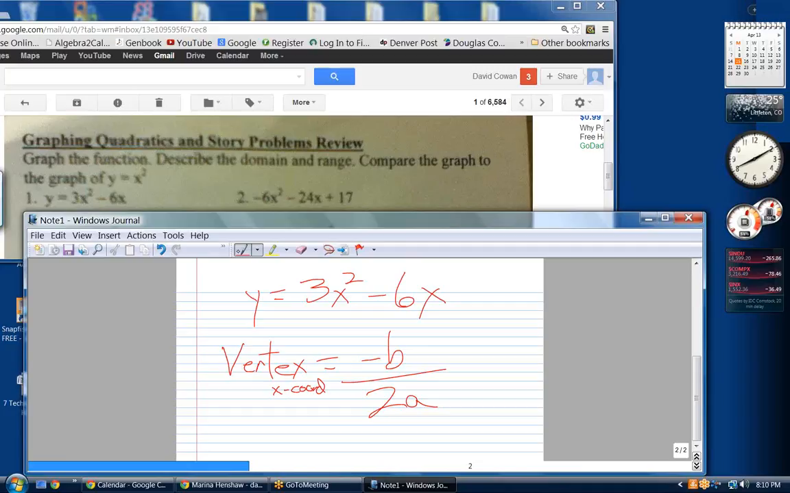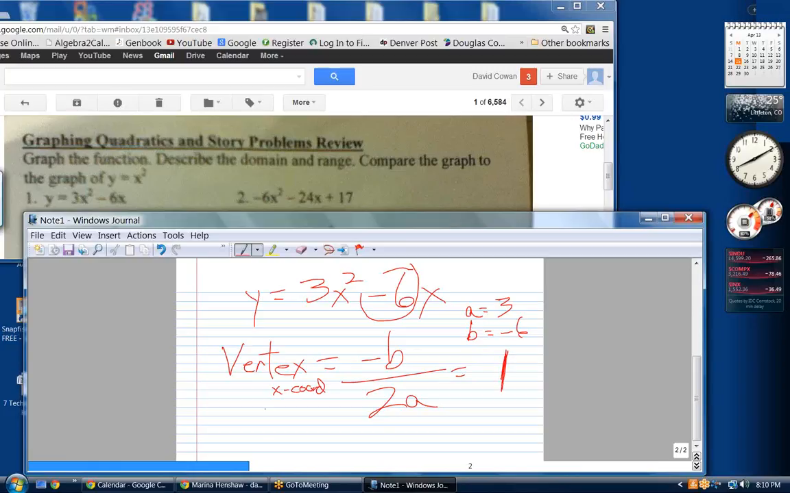So what is a and what is b in this particular equation? Well, first of all, what is a? Yeah, a is 3. What is b? 6. No, it's this whole thing. Negative 6. So now, what is negative b over 2a? Positive 6 over 2 times 3, which is 1. So the vertex x-coordinate equals 1.